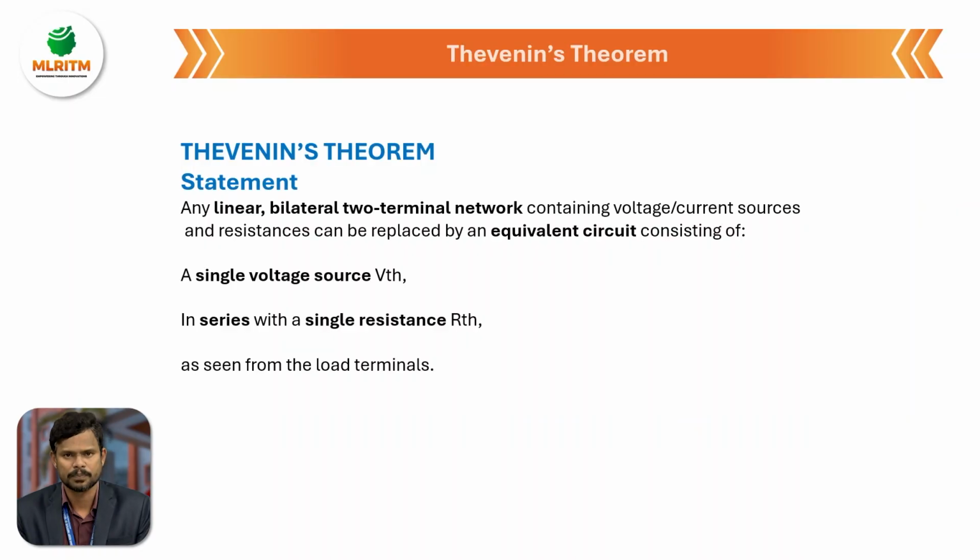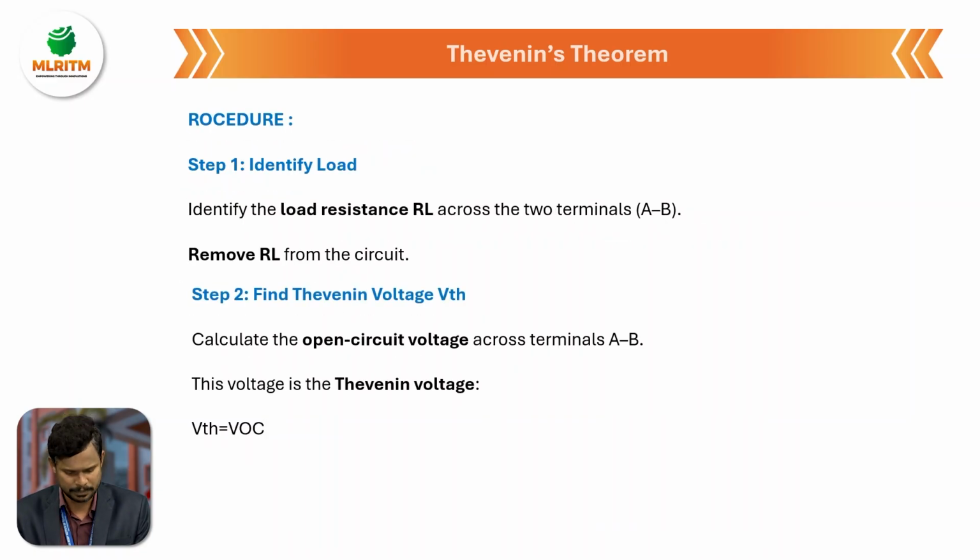Statement of Thevenin's theorem. In any linear bilateral network, a circuit consisting of n number of independent sources and n number of passive elements, that entire network can be replaced by a simple circuit. That circuit consists of a single voltage source in series with a single resistor. That equivalent resistance is called the Thevenin's equivalent resistor. So this is the statement of Thevenin's theorem.